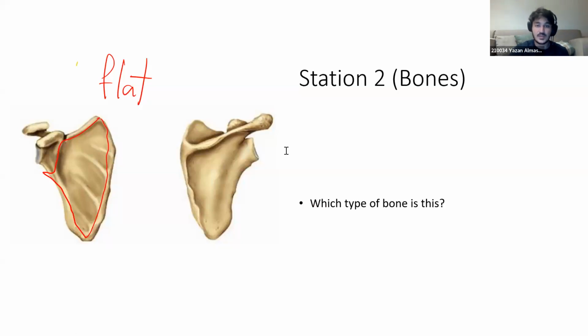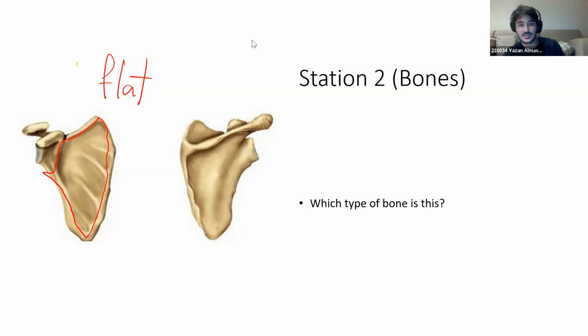Can we write scapula? You can write it, the more you write, the better. The less you write, the worse. If you want to write more, that's fine. No one is going to mark you down for writing more, even for SAQs. Is it clear? Do we move on? Yes. Okay, we're doing great.